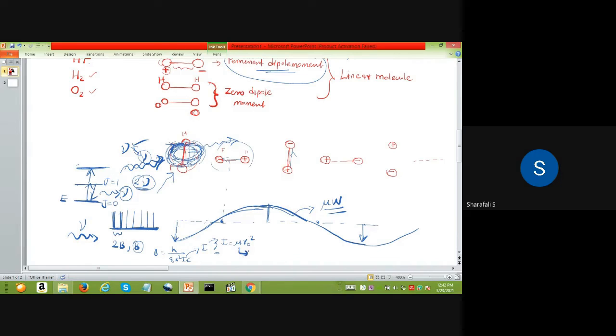Mu you can calculate: for hydrogen fluoride, mu is the reduced mass of hydrogen and fluorine. If you divide I by mu, where I you get from this spectra after calculating B, you will get R0 square. From this you can get R0, that is the interatomic distance of that hydrogen fluoride. So by using this spectroscopy analysis, you can calculate the separation between this hydrogen and fluorine.